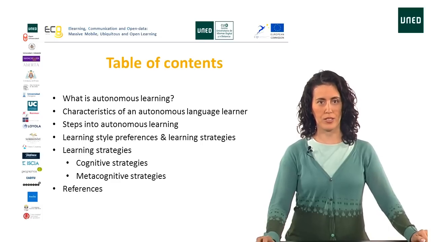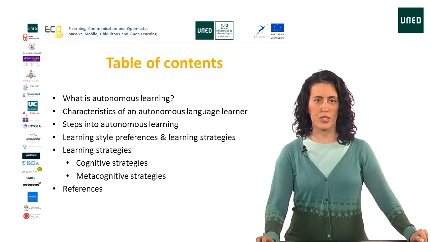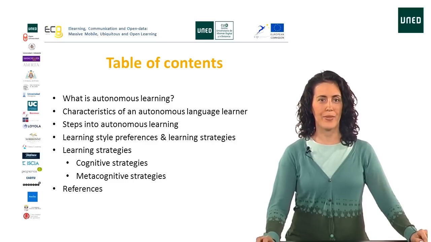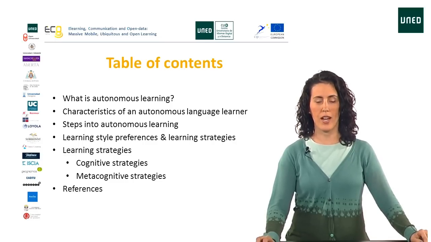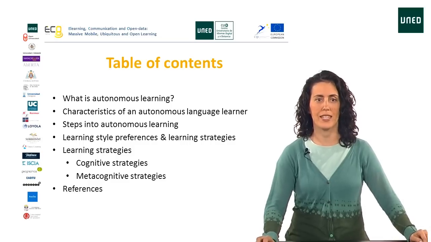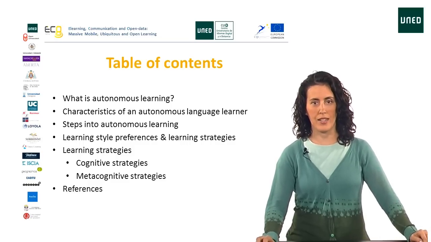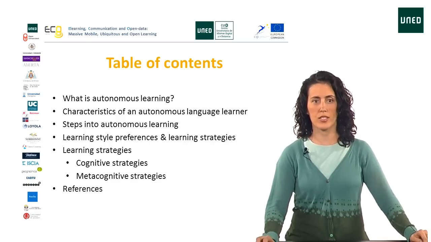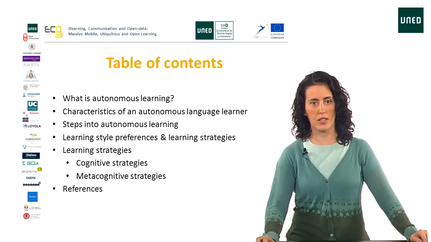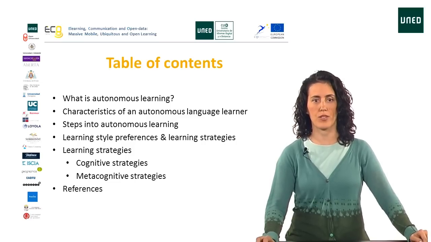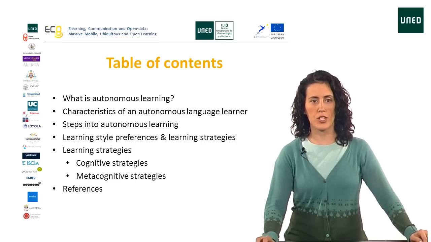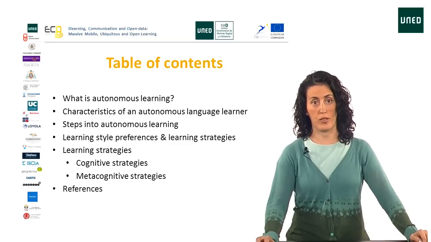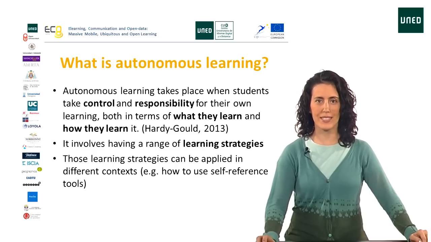This is the table of contents that we are going to follow. What is autonomous learning? The characteristics of an autonomous language learner, steps into autonomous learning, how we become autonomous basically, learning style preferences and learning strategies. Then we will look more in detail at those learning strategies, and we will distinguish between cognitive strategies and metacognitive strategies. And at the end of the presentation, you will have some references in case you want to learn more about this topic. So let's get started.